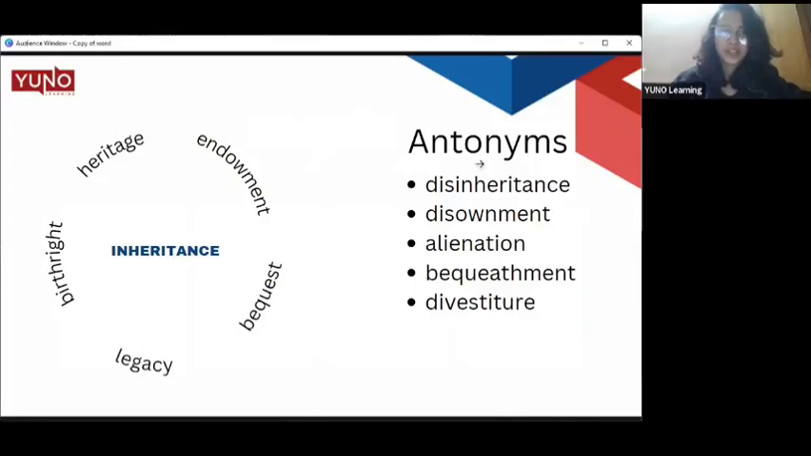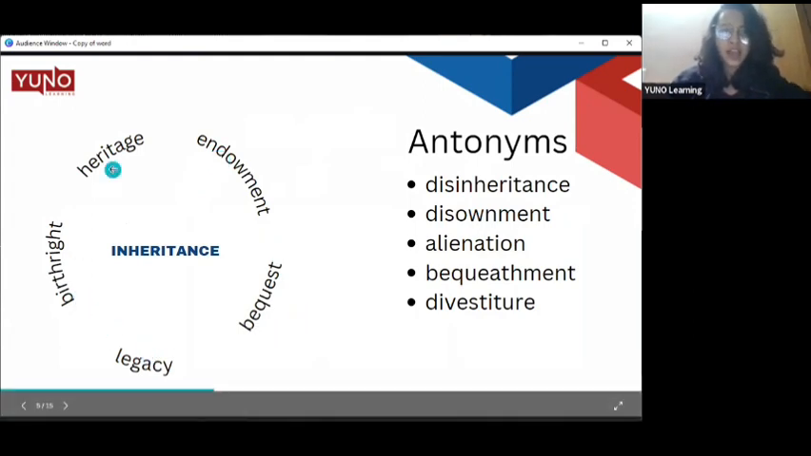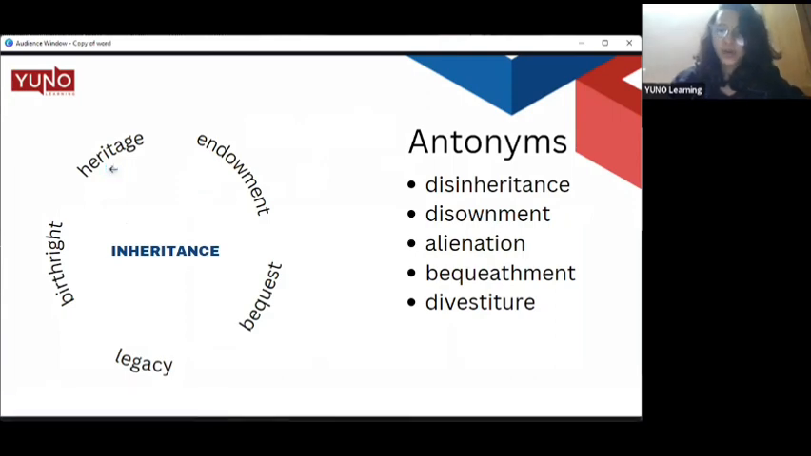First word that we're covering today is inheritance. So the synonyms for inheritance are endowment, bequest, legacy, birthright, heritage. What are the opposites or antonyms for this? Disinheritance, disownment, alienation, bequeathment, and divestiture.